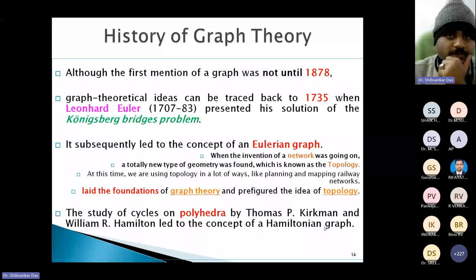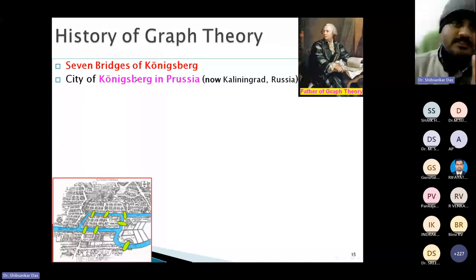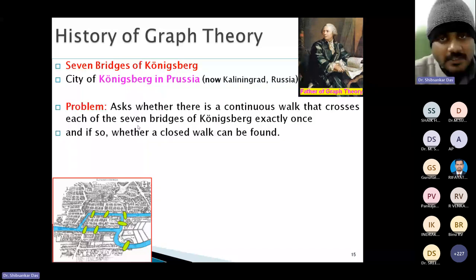Coming to the Königsberg problem, basically it is a seven bridge problem. In the city of Königsberg, these are the bridges. This blue one is the river, and there are bridges to cross the river. The green color shows there are seven bridges. That is why it is called the seven bridge problem.